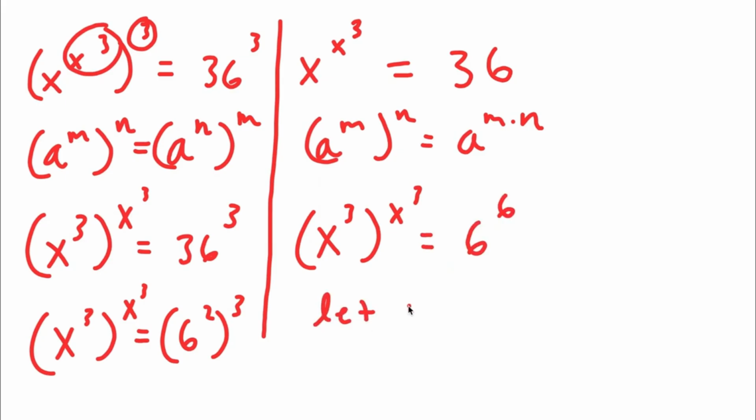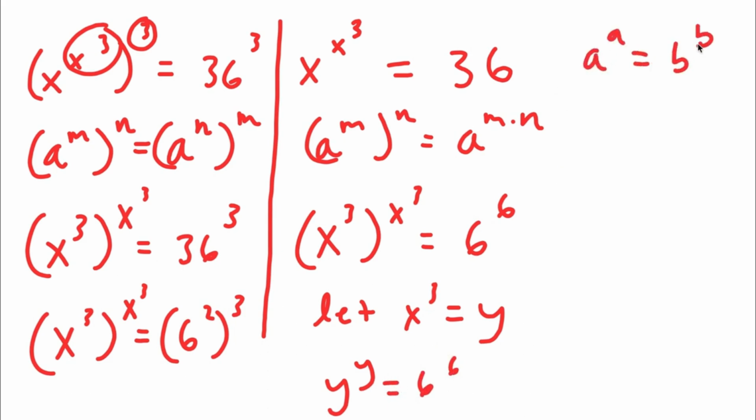Now I'm going to let x to the power of 3 equal to the variable y. So now I have y to the power of y is equal to 6 to the power of 6. Now, if I have something in the form a to the power of a is equal to b to the power of b, this means that a is equal to b. So in this case, y is equal to 6.